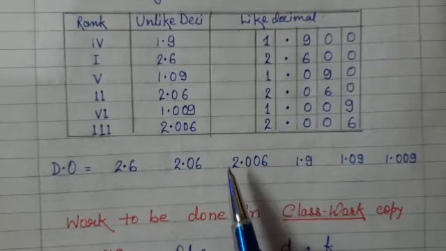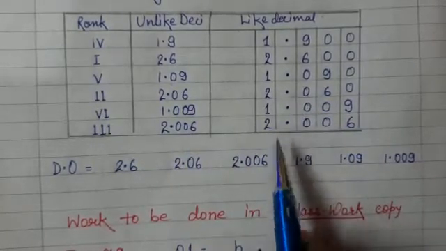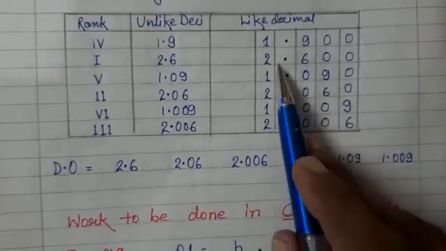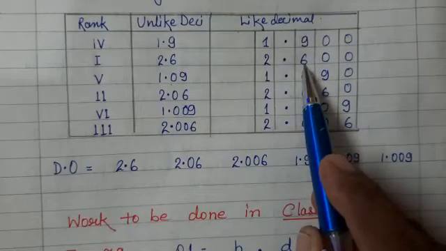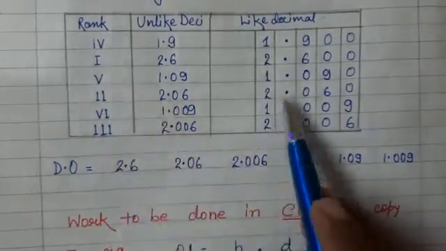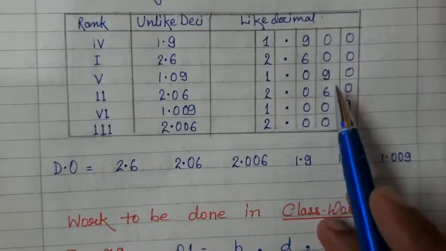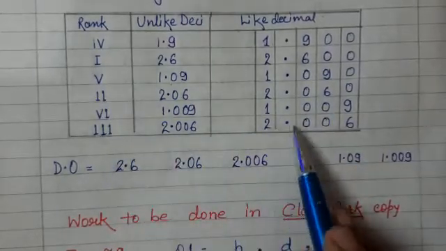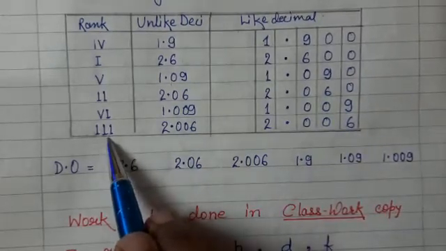So search first of all which number is the highest, the largest. What are we getting here? It has 2.006, it has 2.06, it has 2.6. So therefore definitely this 2.6 is the largest number. And we are giving here the rank 1. Then 2.06, second place of decimal has 6. Therefore definitely it is greater than this number. Therefore it will get the rank 2. And here 2.006, 6 is in the third place of decimal. Therefore it will get the third rank.